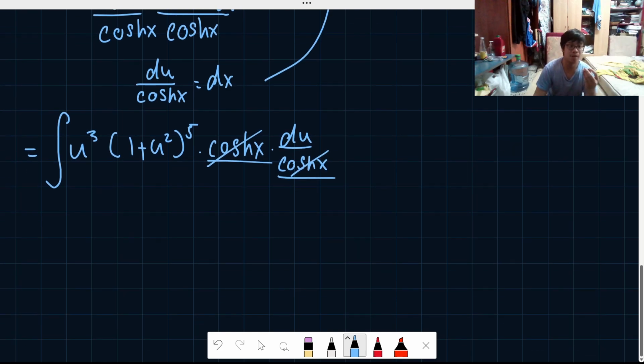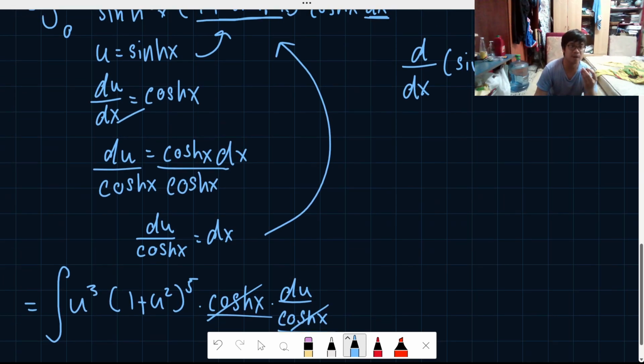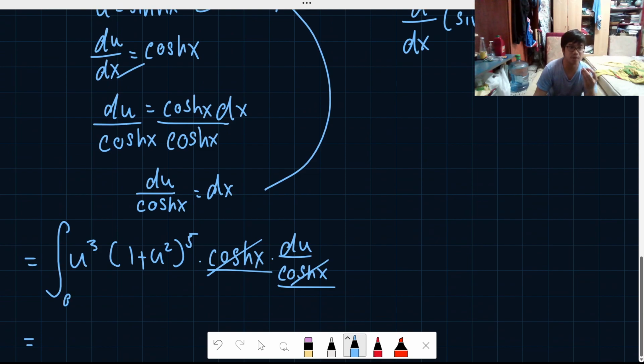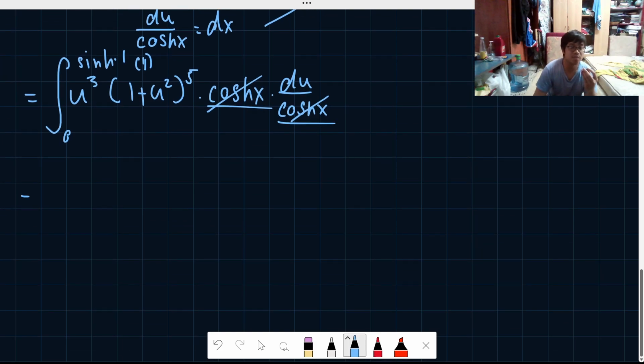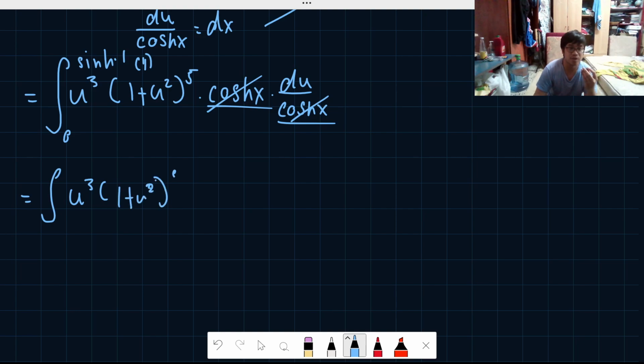By the way, I forgot to put the limits. Let me just rearrange this. Going back, because of that, we will have a function as u cubed times quantity 1 plus u squared raised to 5. That's it. All right, and let's copy the limits.